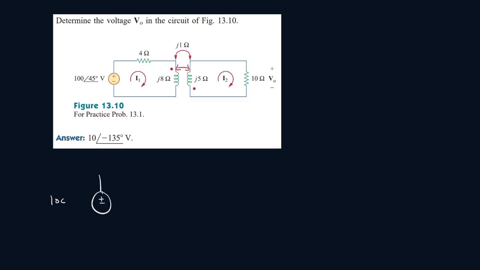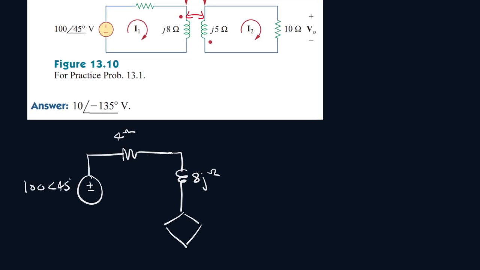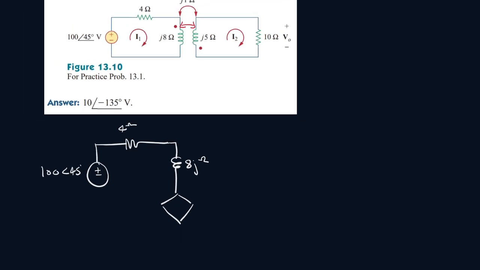So this is 100 phasor 45 degrees. This is 4 ohms here. Then we have an inductor of 8j ohms. Then what we're gonna do is include a dependent source. The polarity is gonna be dependent on the position of this red dot. The red dot is up here, so that means the positive should be facing this red dot, and then we'll put a negative here.